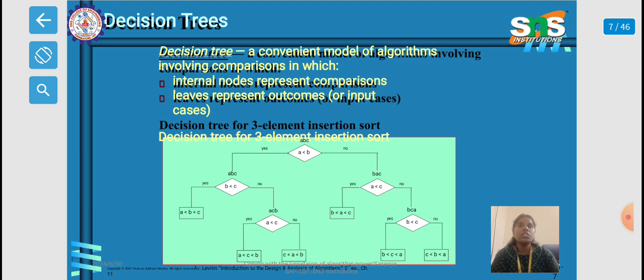From the decision tree of an array, we get the following lower bound on the number of worst-case comparisons: C worst of n is greater than or equal to log base 3 of 2n plus 1.